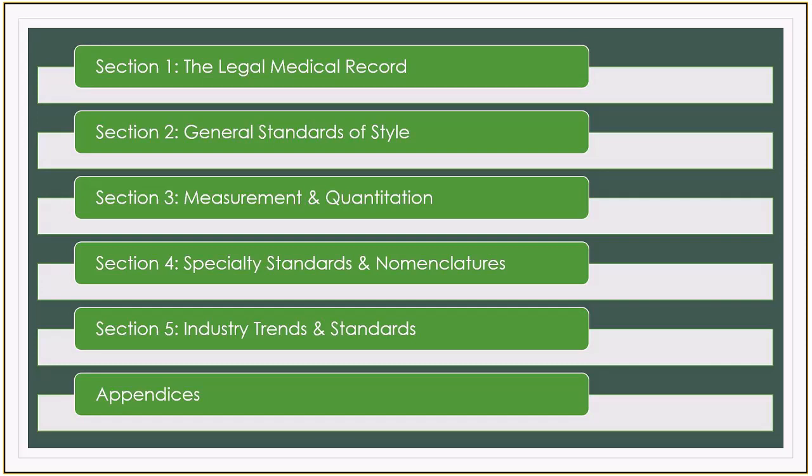Section 5 are your industry trends and standards. You're going to find some information in there about various privacy rules, speech recognition. You might be surprised what you can find in the book of style in those sections. And then you have your appendices in the back, and we'll get into those too because there are some handy things there.